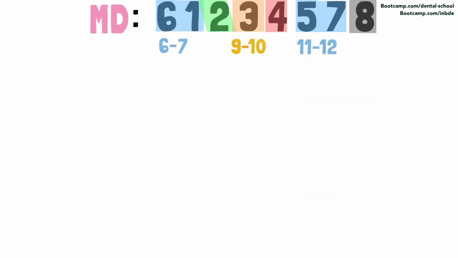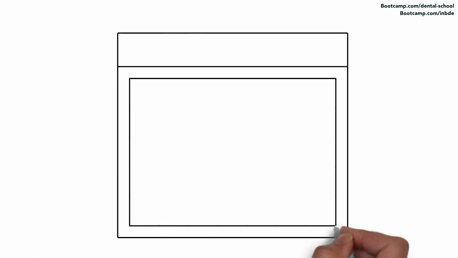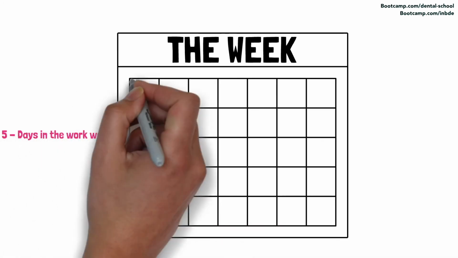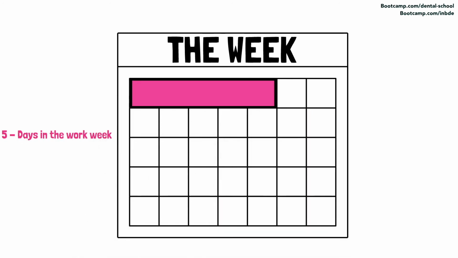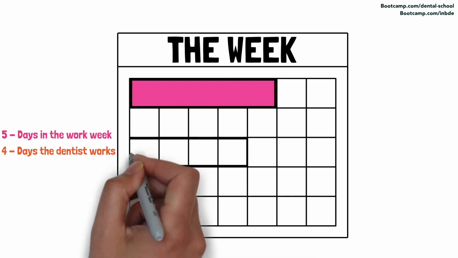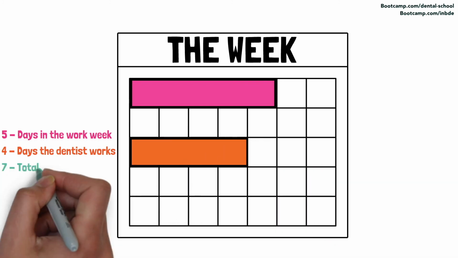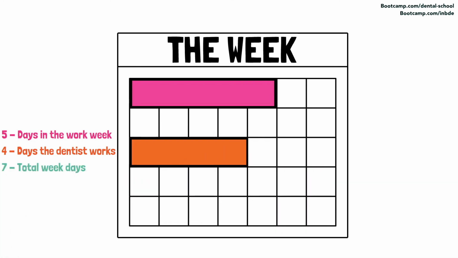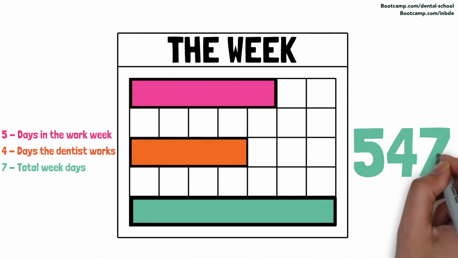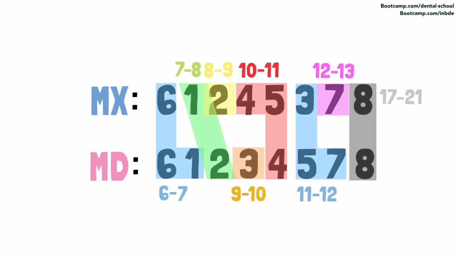Let's consider a calendar representing the typical week with 7-day stretches. 5 represents the days in a typical work week. 4 represents the days the dentist works, as they get to take a day off. And finally, 7 represents the total number of days in a week. 547. Remember this.